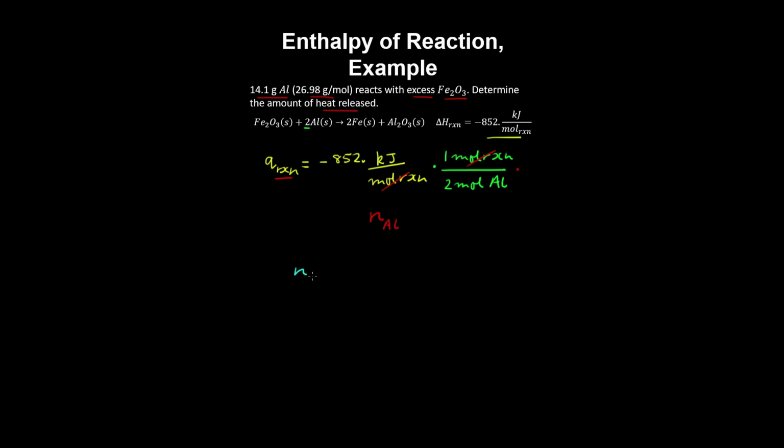Now the number of moles of aluminium is obtained by dividing the given mass by the molar mass. So therefore, if we substitute for the number of moles, we determine the heat released by the reaction. Using 3 significant figures.